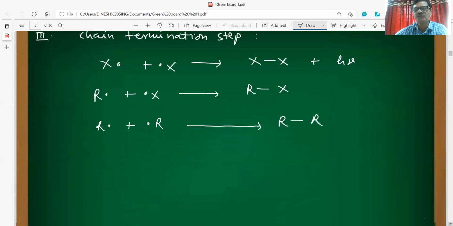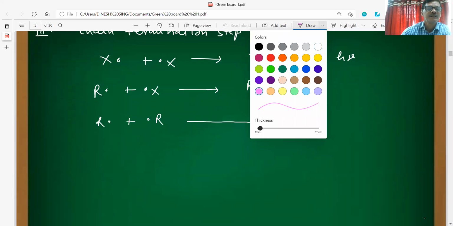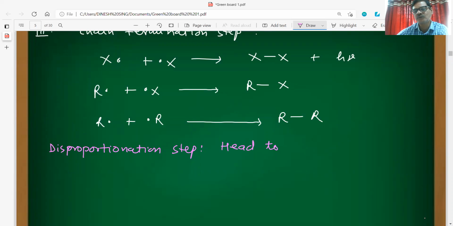One more step is also possible, that is the disproportionation step. That will take place through what? Head to tail collision of free radicals.